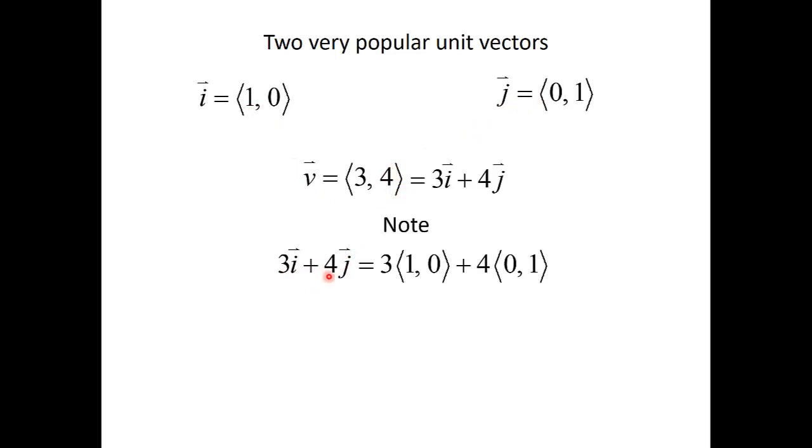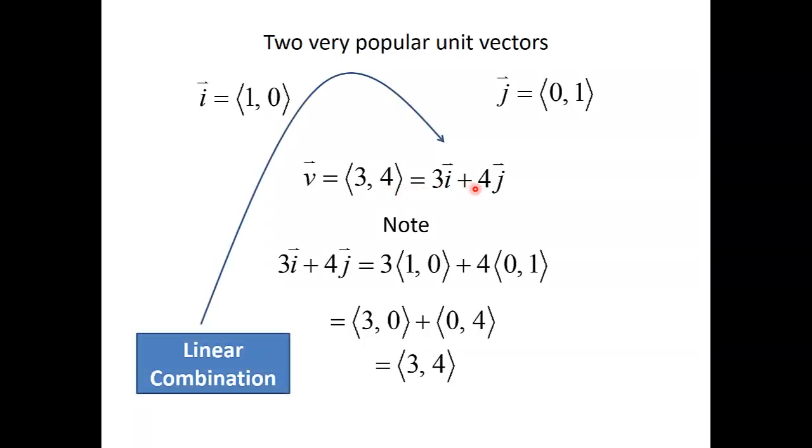Now notice what that means. That means 3 times this vector plus 4 times this vector. Well, if we multiply that out, we get this, okay? And then if we add those together, we get our vector back, 3, 4. So you can see that if you have a vector in component form, you can immediately write it in linear combination form this way. Just the first component times i, the second component times j. And I'll call this a linear combination.